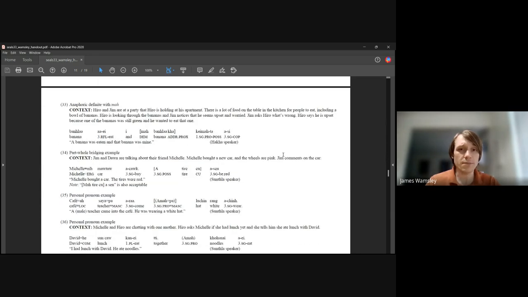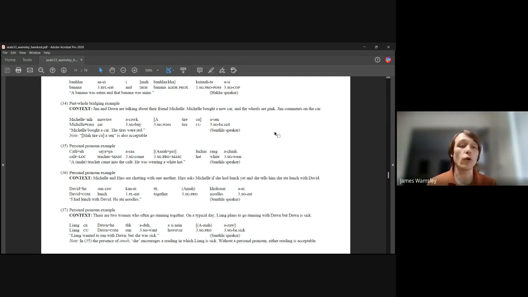But we can also see ma appearing in contexts that are not strictly spatial deixis related. So we have a sentence like, a banana was eaten and that banana was mine, where we're not referring to the banana in space, but we're referring to it in the discourse. We use ma here.